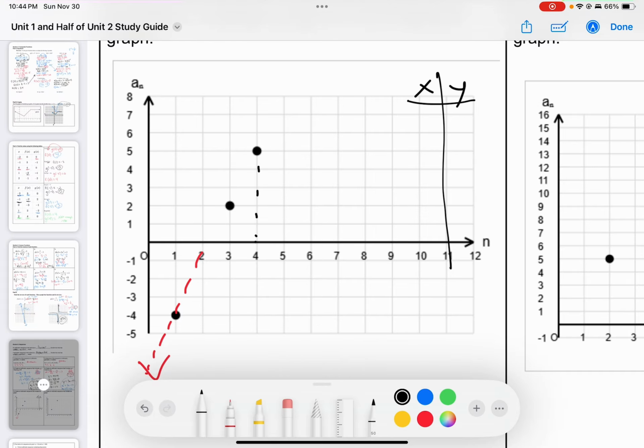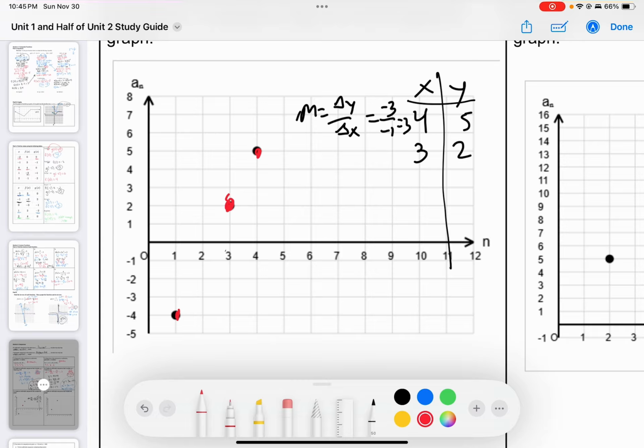Here we have a point (4, 5). Here we have a point (3, 2). So if I look at change in y over change in x, I get -3 over -1, or 3. So the slope is 3. I can choose any point on this line. I don't even have to choose these 2 points. I could also choose this point, and I'll just do it to prove a point.